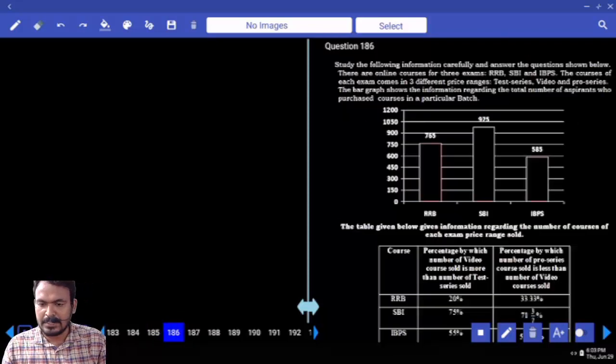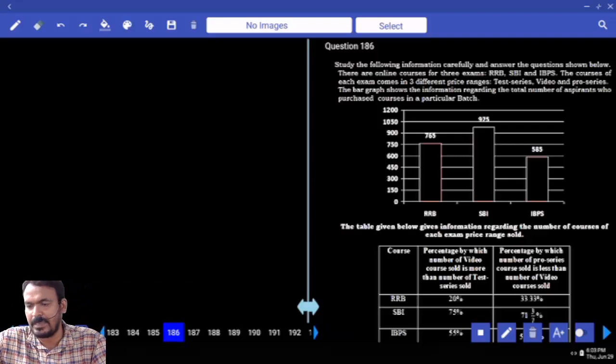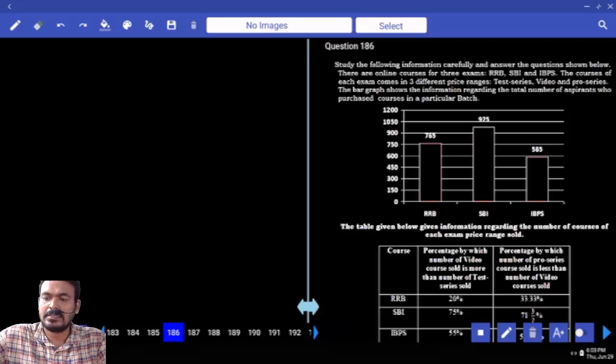Question number 186. There are online courses for 3 exams: RRB, SBI and IBPS. The courses of each exam come in 3 different price ranges: test series, video and pro series. The bar graph shows the information regarding the total number of aspirants who purchased courses in a particular batch.